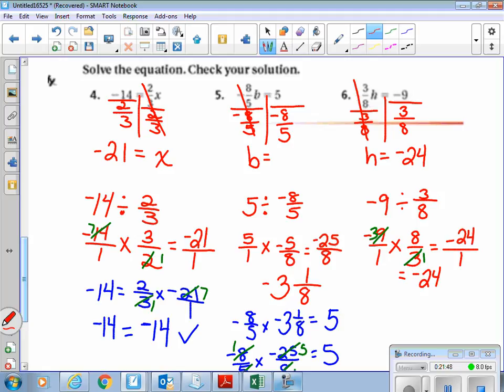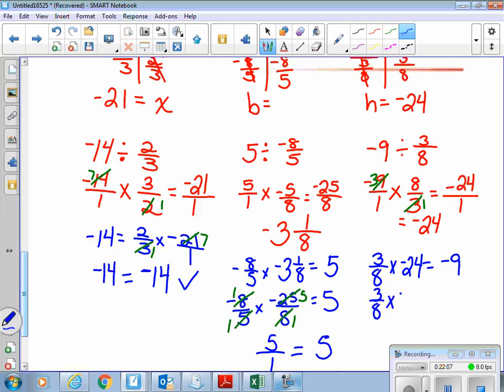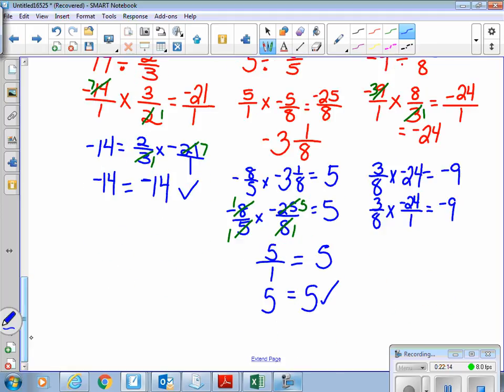I'm then going to substitute that one back in and check it. My original problem said 3/8 times h, and we know that h is now a negative 24, so I'm going to substitute that in, equals a negative 9. 3/8 times, I'm going to write this one as a fraction by putting it over 1. We want to see if that gives me negative 9 as my answer. I'm going to look across to see if anything can be canceled. 8, 16, 24, 8 and 24 are divisible.